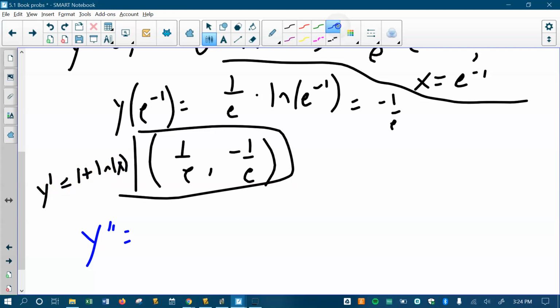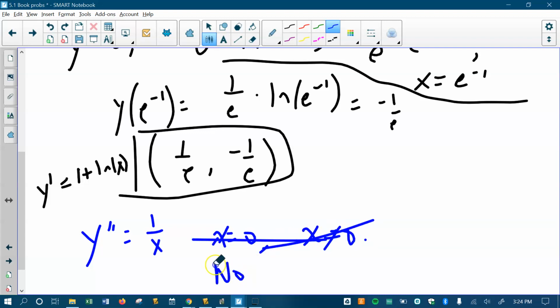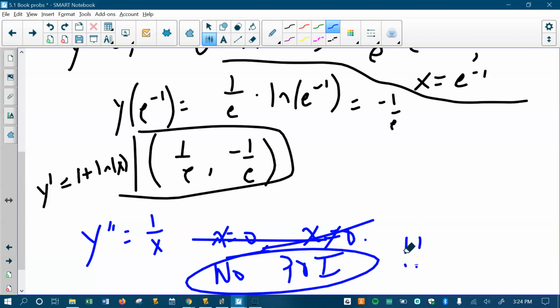So the second derivative is equal to the derivative of 1, which is 0, plus the derivative of ln of x, which is 1 over x. If we're looking for any critical values here, x can equal 0, but x cannot equal 0 because that's outside of our domain, which means no points of inflection. Our work is done.